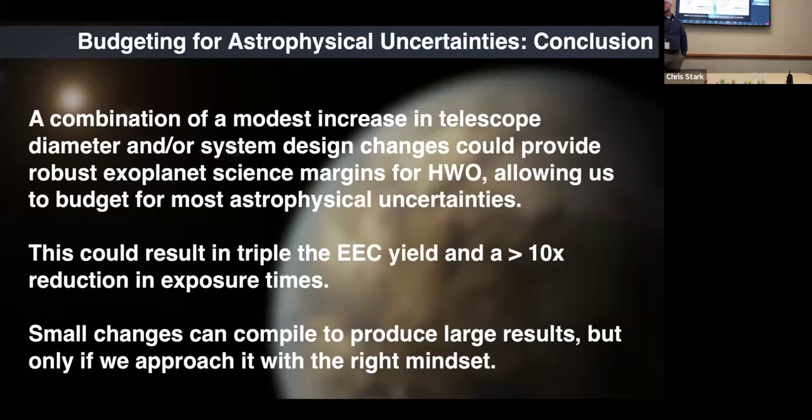So we have a lot of lever arms here, and I think it's fair to say that a combination of modest increase in telescope diameter and system design changes would allow us to budget for all astrophysical uncertainties if we wanted to, right? If we had the budget and if it's feasible, we could do that. This could result in a tripling of the yield, more than an order of magnitude reduction in characterization time.